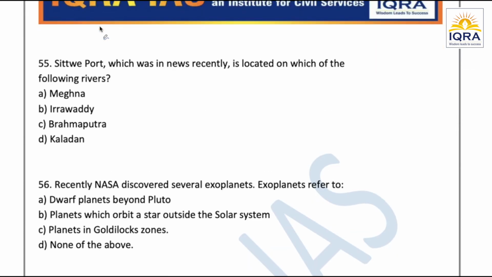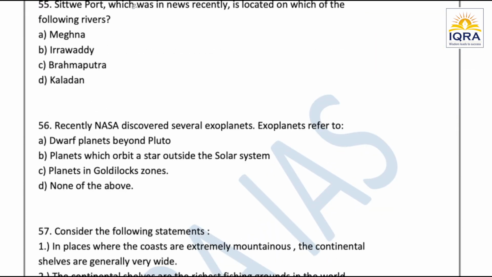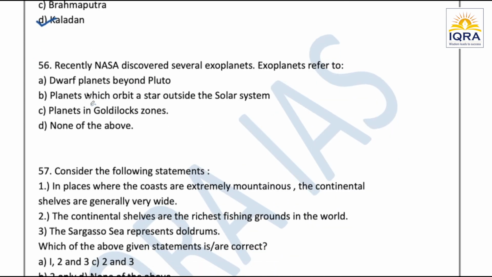So yes, argon is a noble gas that is chemically inert. Moving on to the next question, question number 55. Sittwe port, which was in news recently, is located on which of the following rivers? So it is located on the Kaladan river. And Sittwe port is a port constructed by India in 2016, if you remember, at Sittwe, which is the capital of Rakhine state in Myanmar, right?